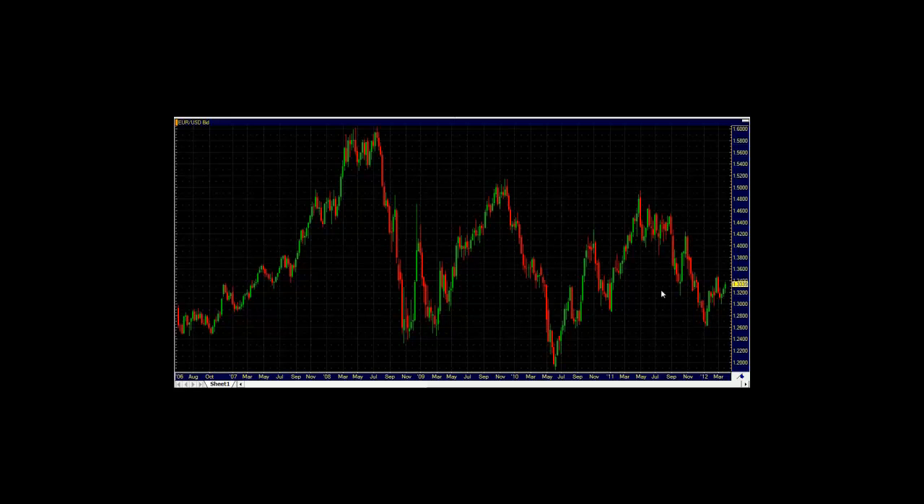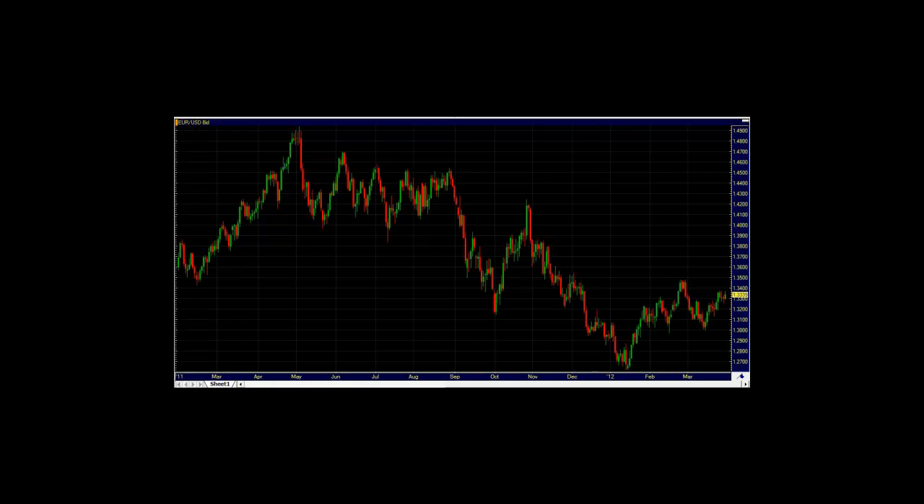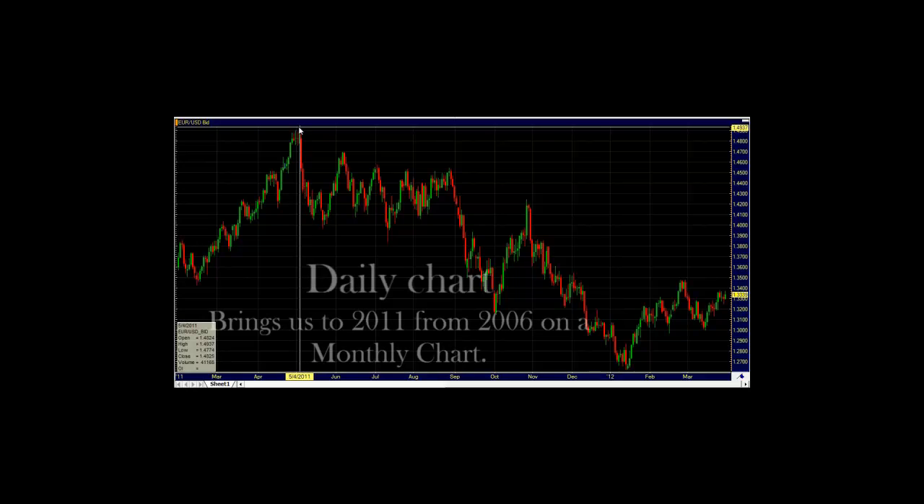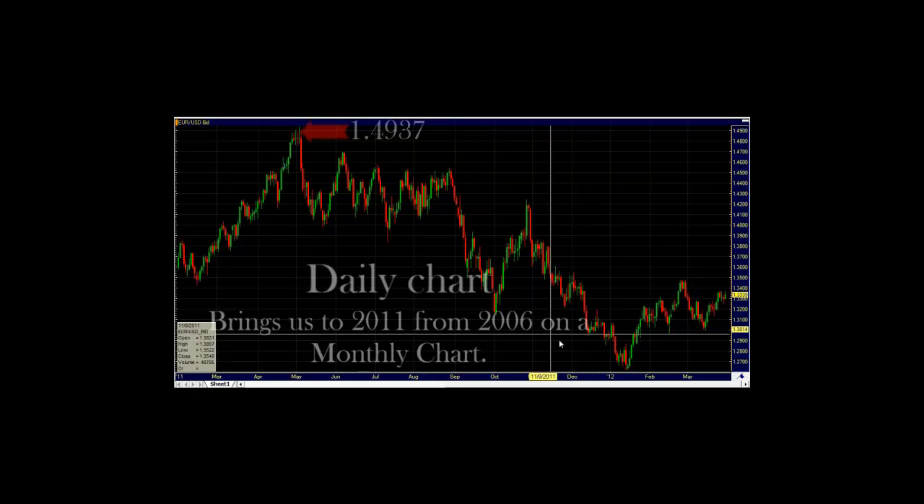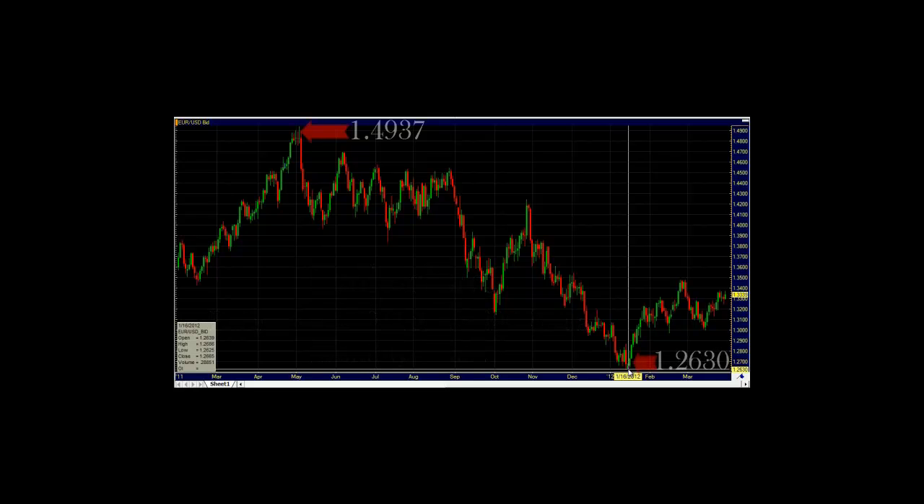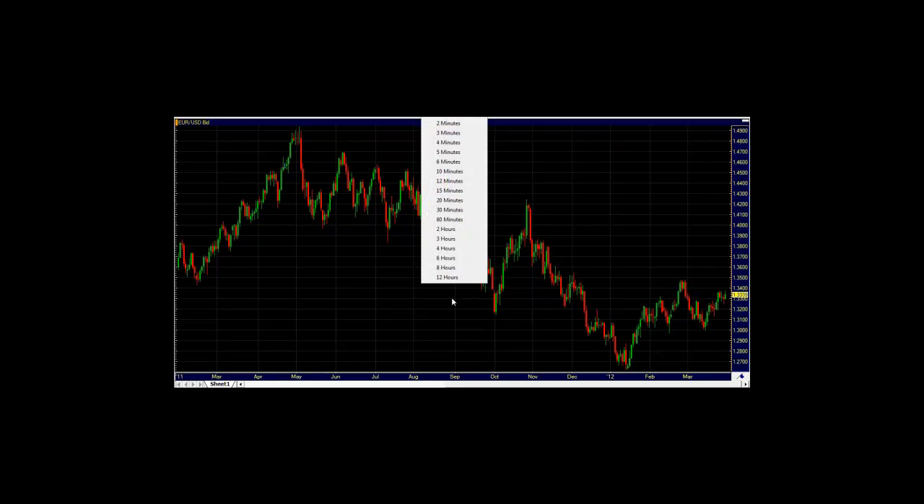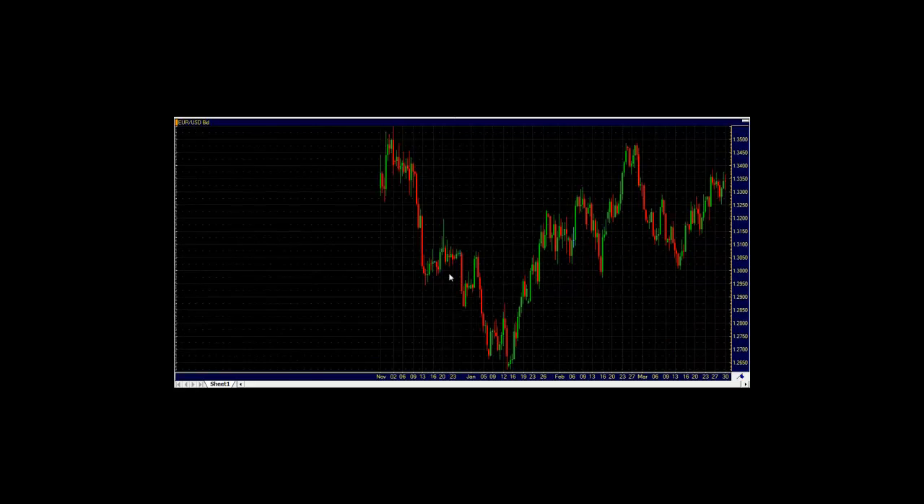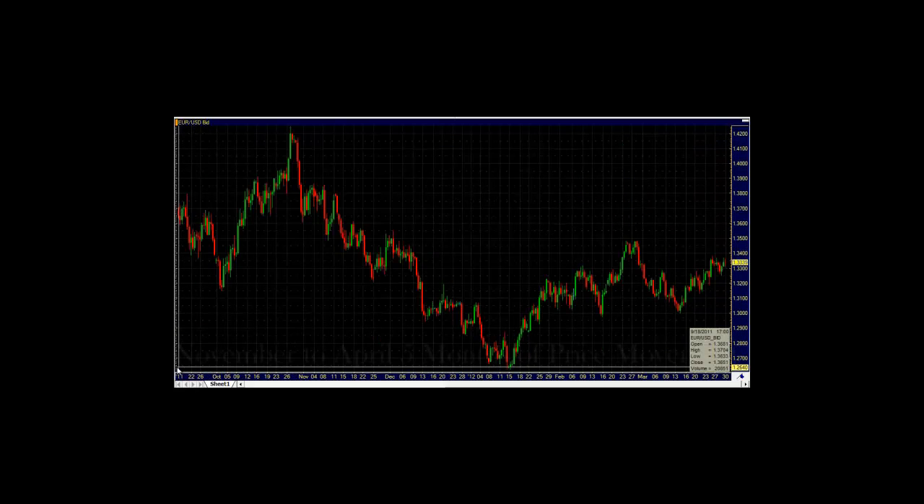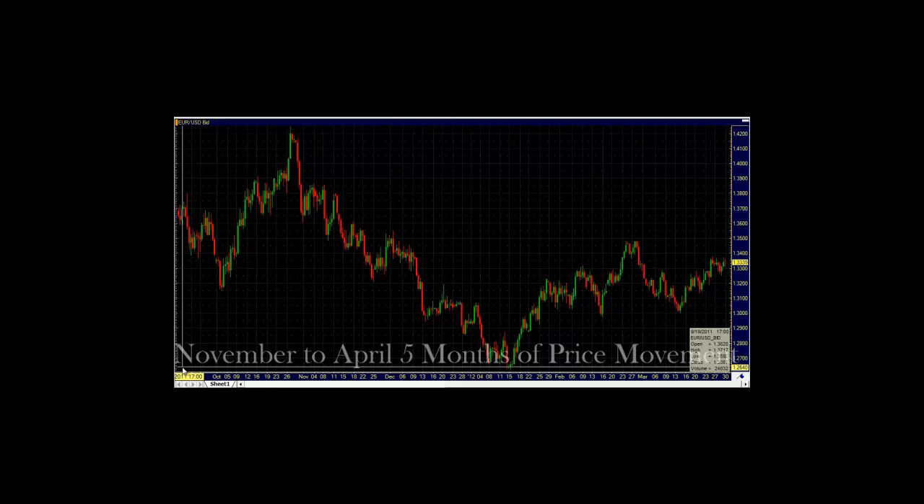So let's do that. What we're going to do is change this graph to a daily, and you can see a daily chart brings us all the way back to 2011. The highest level we have here is 149.37. The lowest level is 126.30. Even at this point, a daily chart is a little too much for what I'm looking for. So I'm going to bring it down to a 12-hour chart. A 12-hour chart allows me to go back to November of 2011. Now this gives me a little more of a clearer picture.